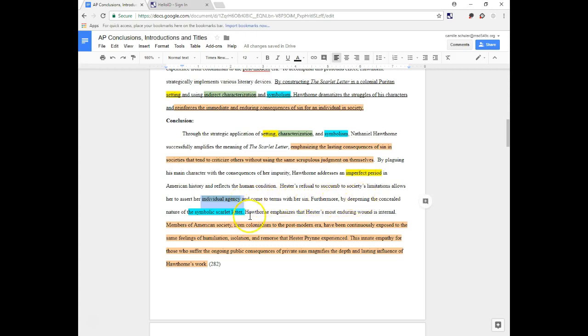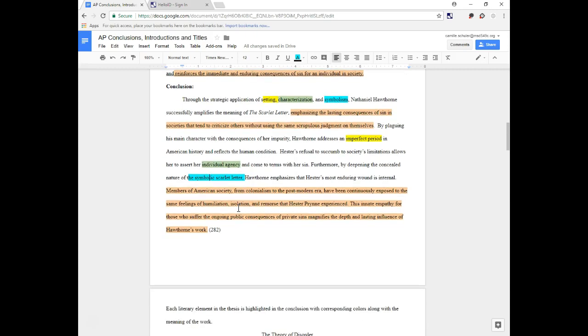And then furthermore, by deepening the concealed nature of the symbolic Scarlet Letter, there it is, Hawthorne emphasizes that Hester's most enduring wound is internal. Okay, so do you see how each one of these had a sentence that wrapped up each one of the topics? And then here's your broader meaning of the work.